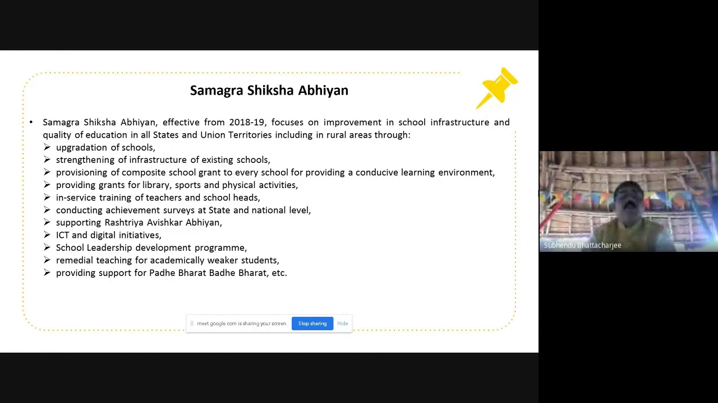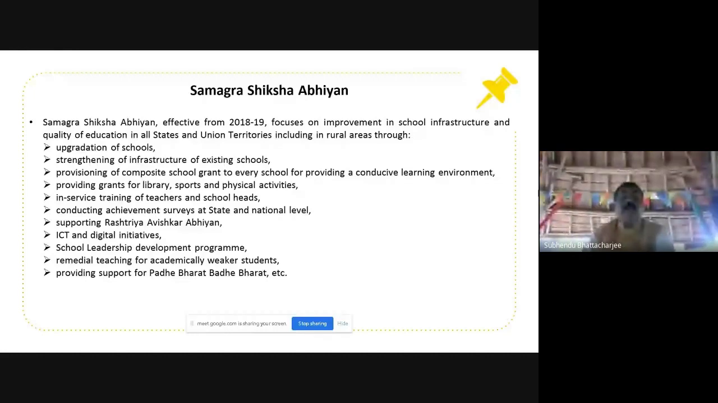And supporting Rashtriya Avishkar Abhiyan to inculcate scientific curiosity among children. And as Tilak sir said, there is a huge digital divide between urban and rural. Information communication technology and digital initiatives are to be started under Samagra Shiksha Abhiyan.